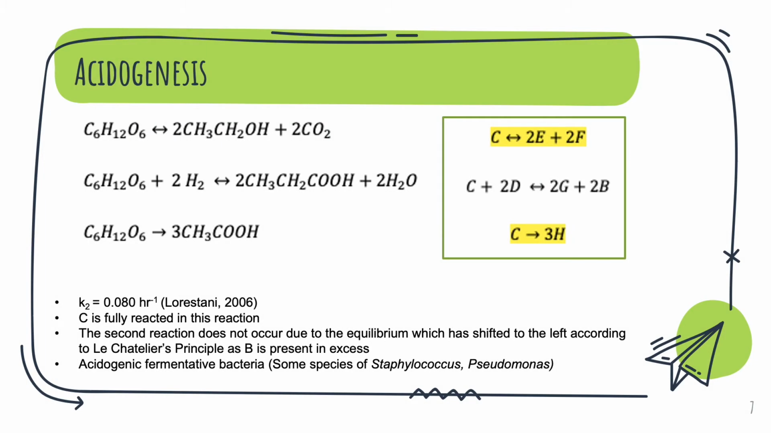Moving on to the acidogenesis stage, the K2 is 0.08 per hour. It is assumed that C is reacted fully in this reaction. The second reaction does not occur as water is present in excess. The microorganism that is present here is the acidogenic fermentative bacteria.